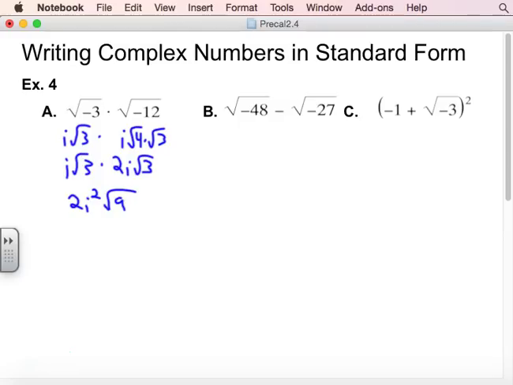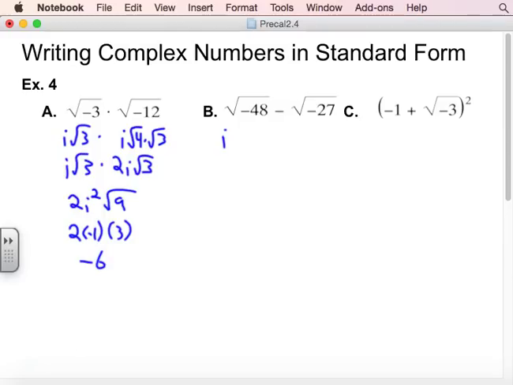All right, now we know i squared is negative 1, so really this is 2 times negative 1, and we know the square root of 9 is 3. So we've got 2 times negative 1 times 3, which is negative 6. All right, let's look at B. Let's do it the same way. So we need to take an i out because we've got a square root of a negative.